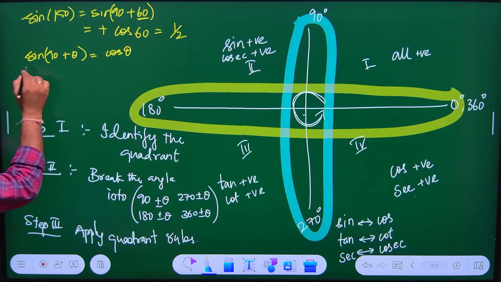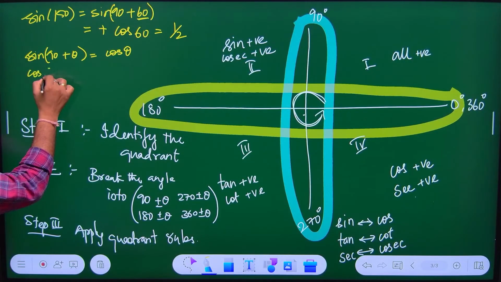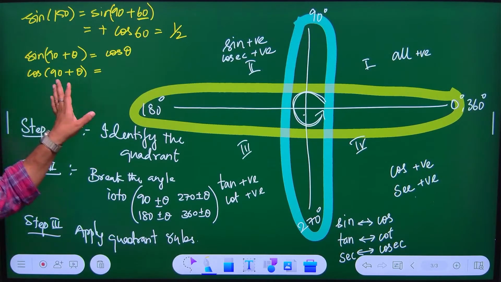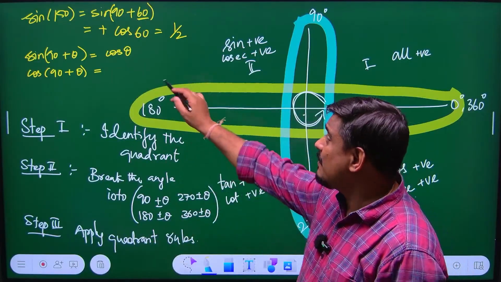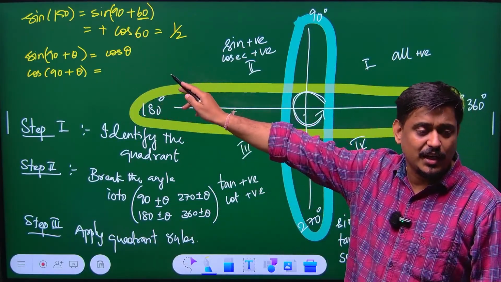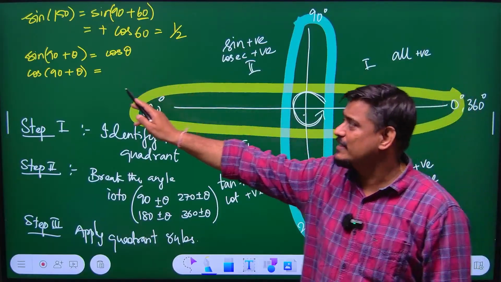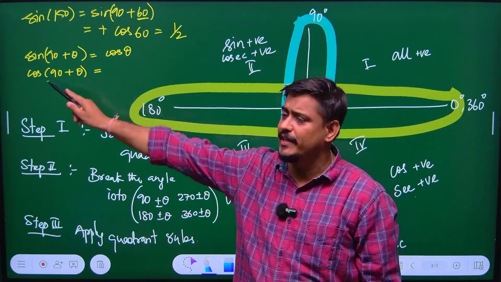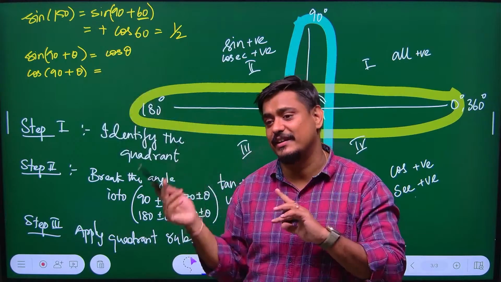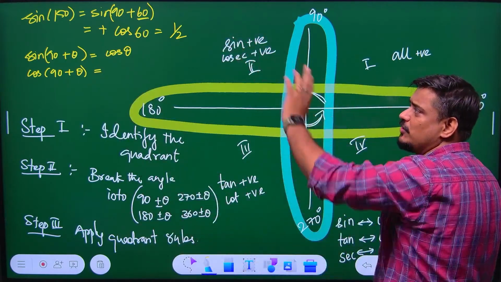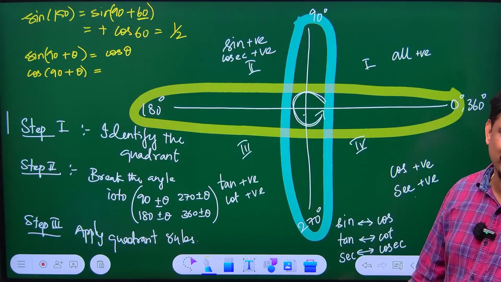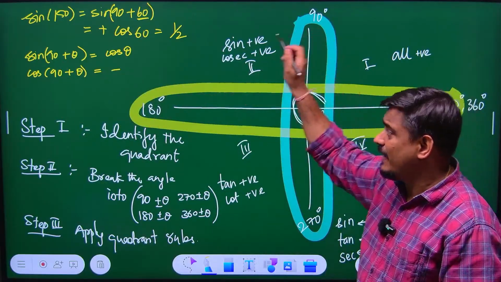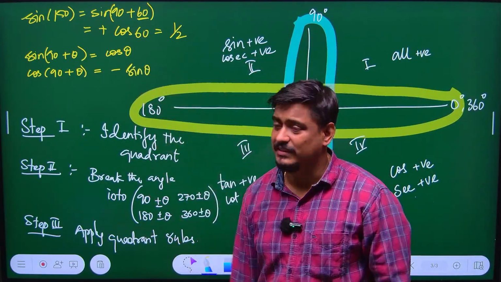Same way, if I asked you, what is cos 90 plus theta? What will be the answer? Think and tell me. Step number 1, identify the quadrant. When I am writing 90 plus theta, theta must be an acute angle. It should not be more than 90. So for cos 90 plus theta, which quadrant is it lying? Second quadrant once again. In second quadrant, cos is positive or negative? Obviously negative. Only sine and cosec are positive, so it is going to be minus. And cos will become sine because it is the 90 degree line. So minus sine theta.